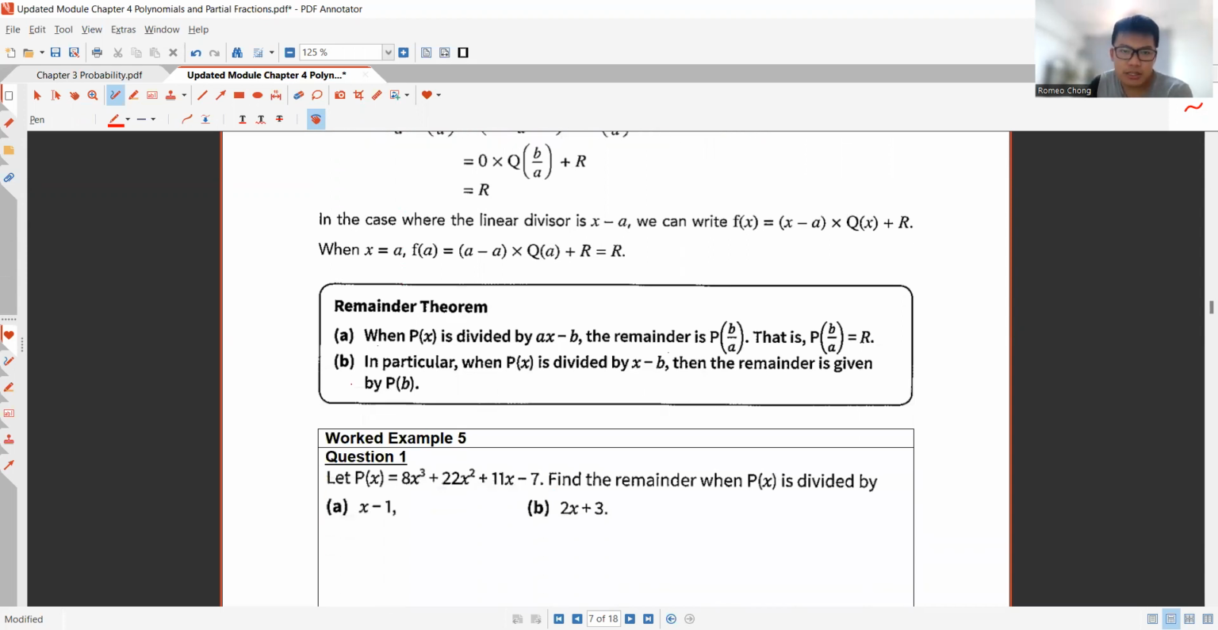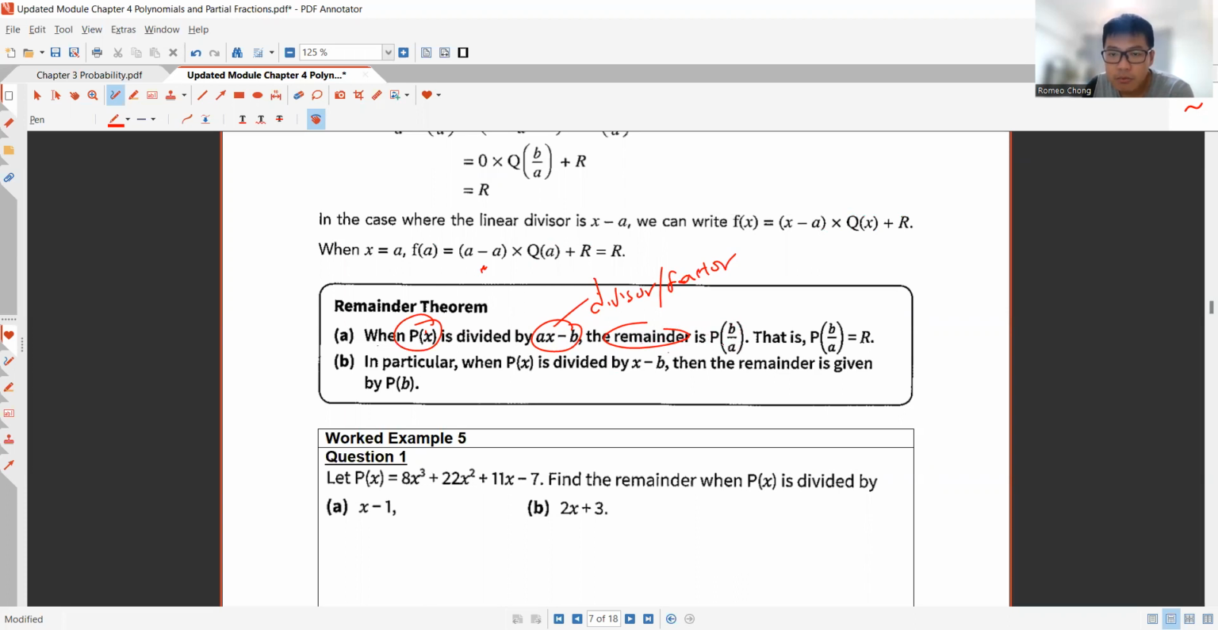The remainder theorem says that when you have a function P(x), let's say your polynomial, no matter what kind of power they give you, maybe x to the power 3 or x to the power 4, when it is divided by ax minus b, let's say this is your divisor, or what we call the factor, when you perform the long division, eventually you will have a remainder. Based on this theorem, the remainder is actually equal to P(b/a).